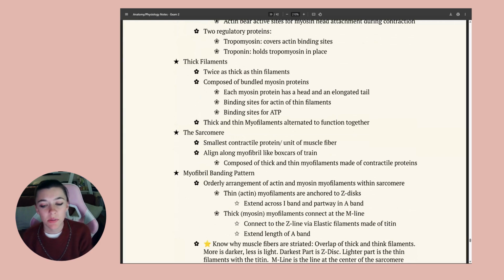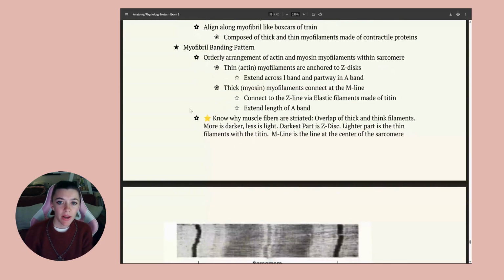The sarcomere, the smallest contractile unit of a muscle fiber. They align along the myofibril like boxcars of a train. They are composed of thick and thin myofilaments made of contractile proteins. Myofibril banding pattern: an orderly arrangement of actin and myosin filaments within the sarcomere. Thin actin myofilaments are anchored to Z discs. They extend across the I band and partway into the A band. Thick myosin filaments connect to the M line. Those connect to the Z line via elastic filaments made of titin, and then they extend the length of the A band.